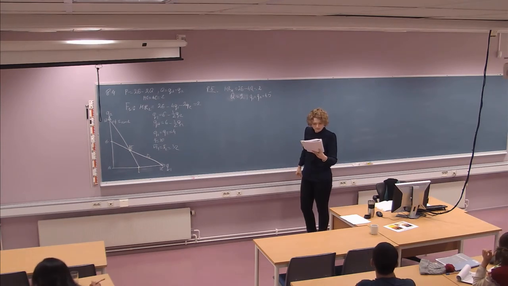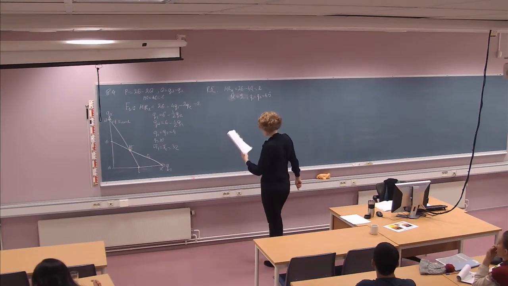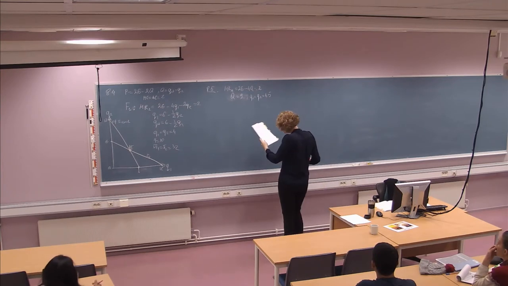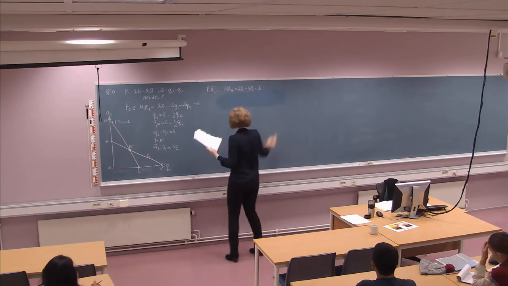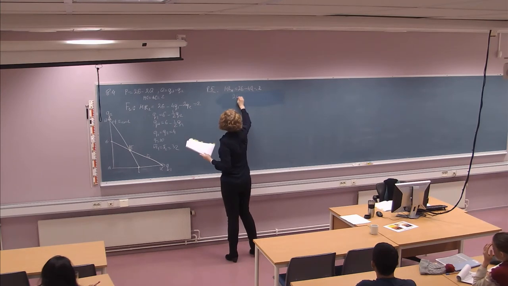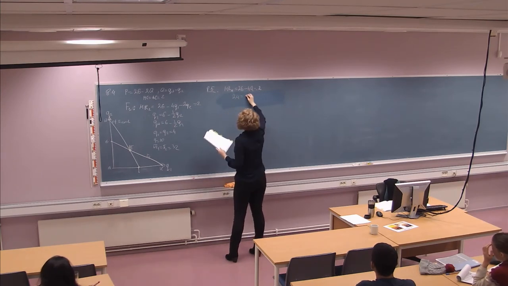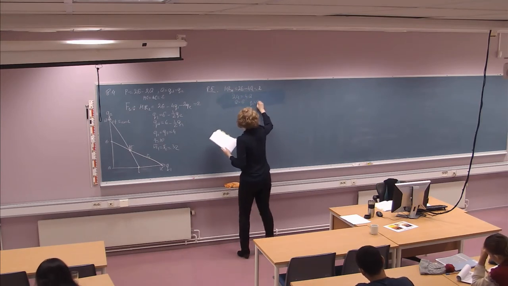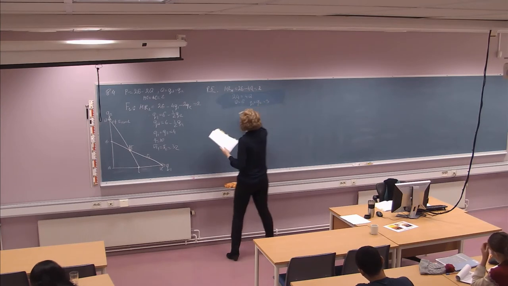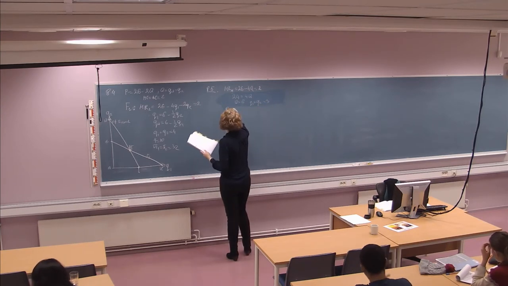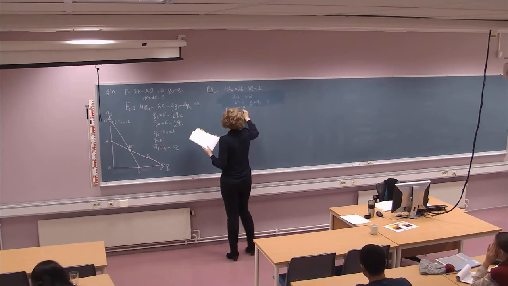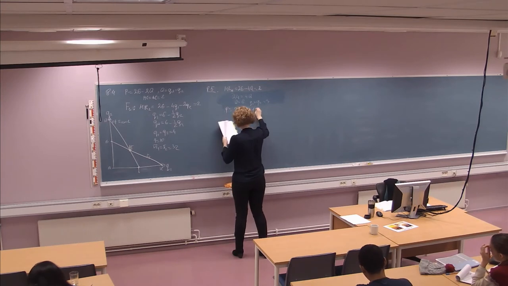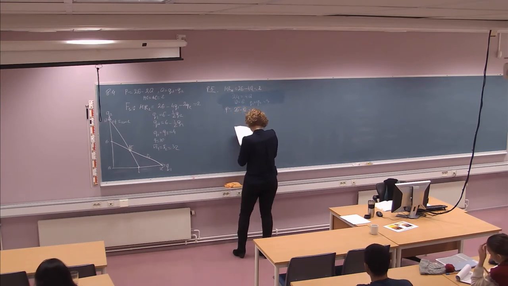Why not? Oh, yeah, something is wrong. 26 minus 4Q is equal to 2, so 4Q is 24, Q is equal to 6, Q1 equal to Q2 is equal to 3, so the price is equal to 26 minus 12, which is 14, right? Oh yeah, I just looked at the wrong place.